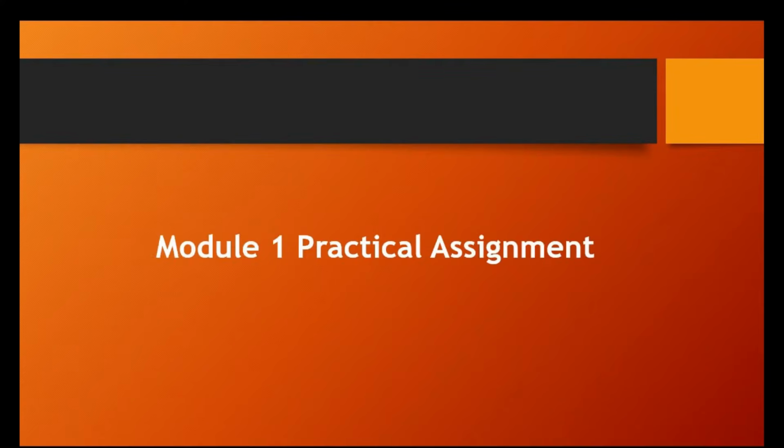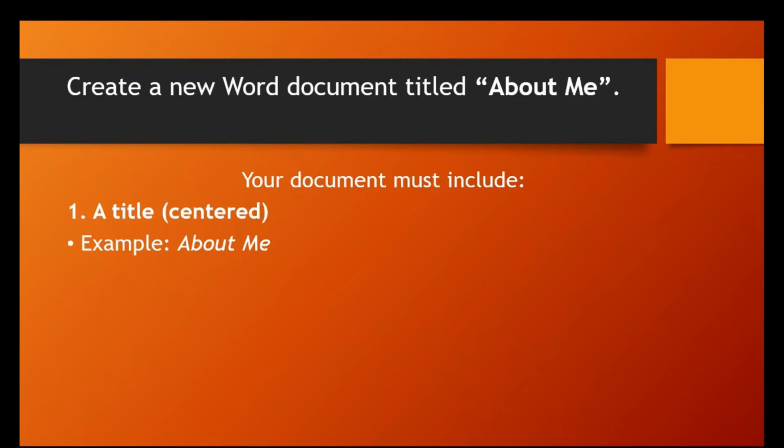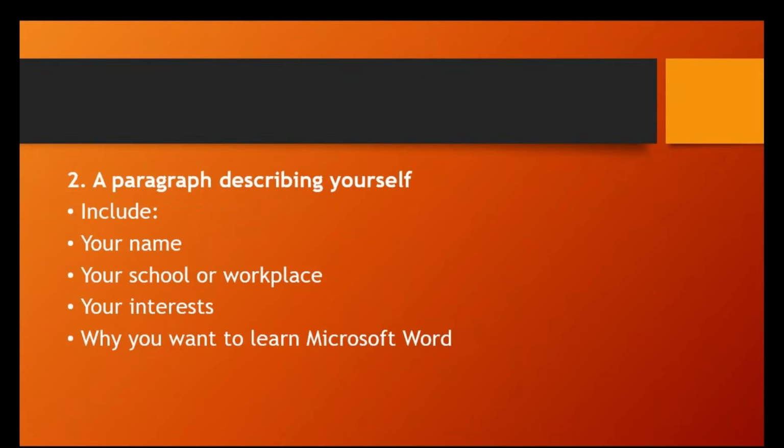Module 1 practical assignment. Create a new Word document titled About Me, and your document must include a title, and this title should be centered. And the title of the document should be About Me. After that, write a paragraph describing yourself, and this should include your name, your school or workplace, your interests, and why you want to learn Microsoft Word.